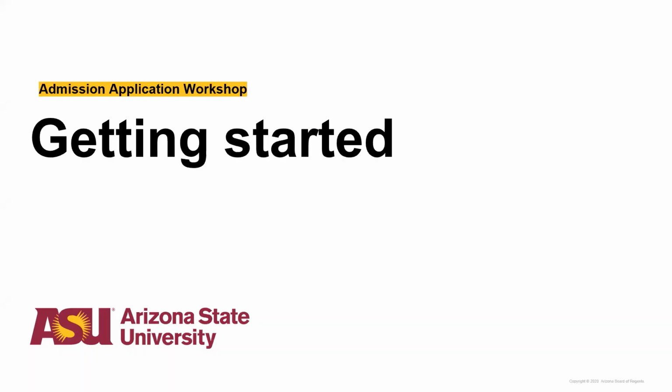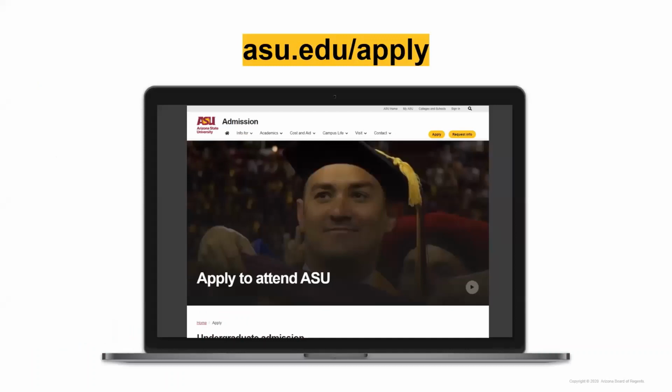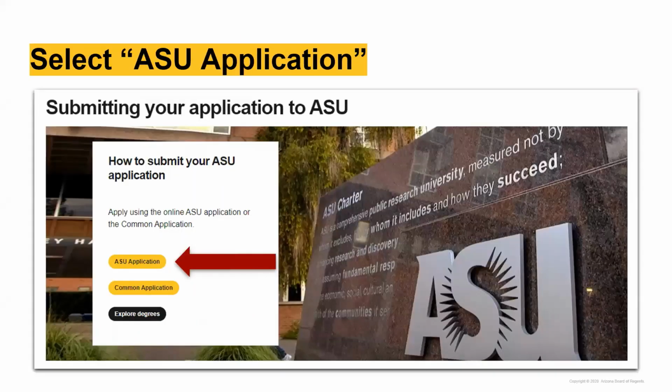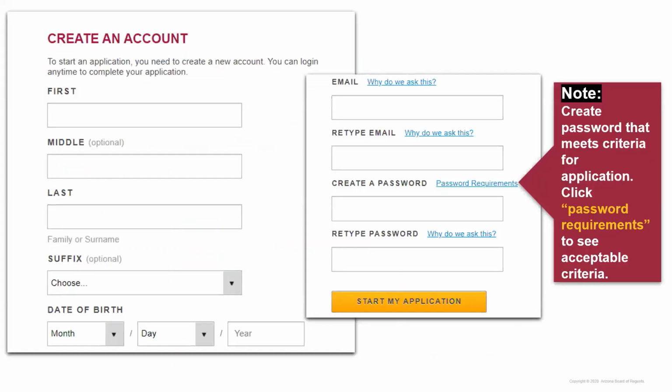Now, to get started, you will need to go to our application webpage. You can go to asu.edu/apply, go to the webpage, scroll down just a little bit, and click on that ASU application. When you click on that ASU application link, it's going to prompt you to create an account or log in if you already have an account. It's going to look a little bit like this.